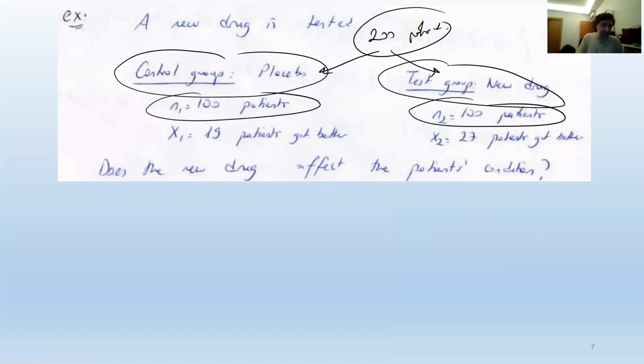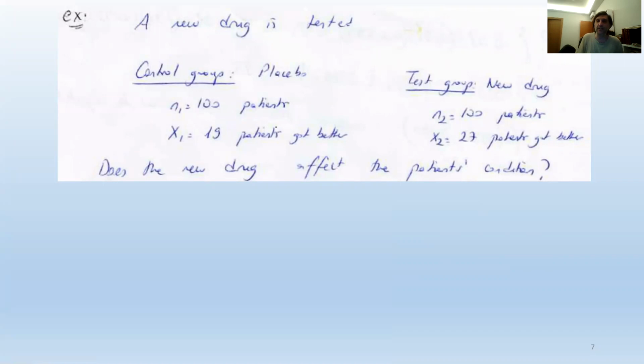When we apply this new drug, and these guys with the placebo, we tell them that they are using the drug, 19 of them got better out of 100. And in the test group, 27 of them got better. Does the new drug affect the patient's condition? This is the question at hand. And I again use effectiveness as both a positive or negative effect.